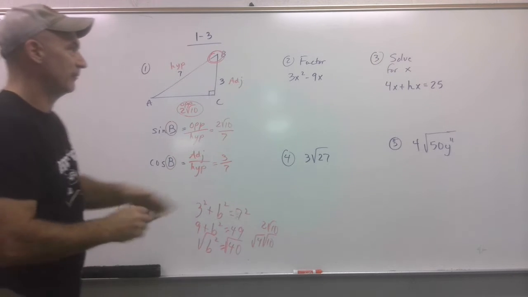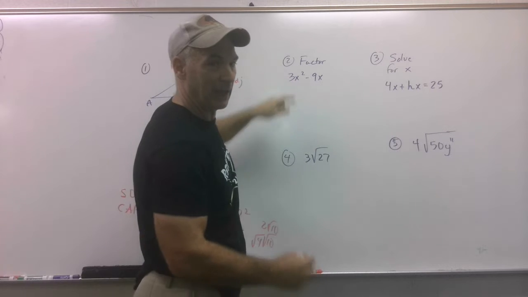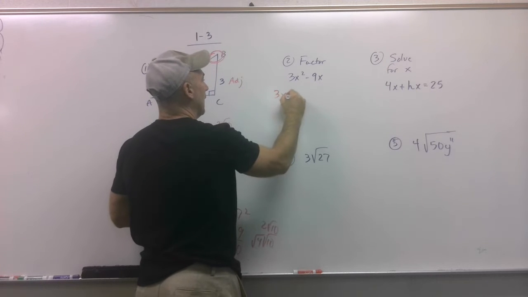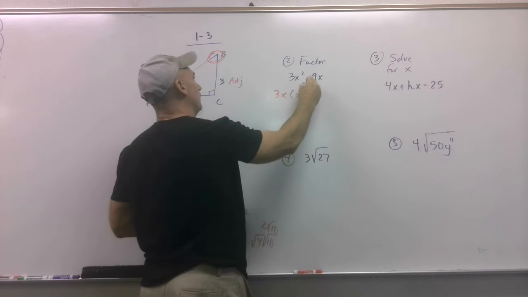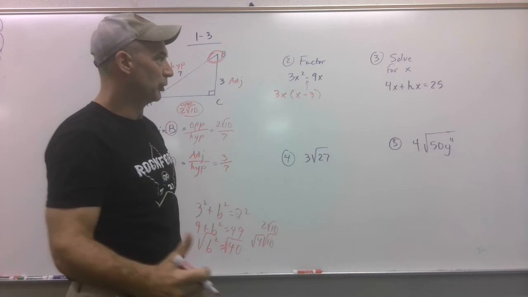All right. Factor, this should be pretty simple. Take out as much as you can. 3x. What's left? x minus 3. Distribute it, see if you get that. And we do, so we're good.